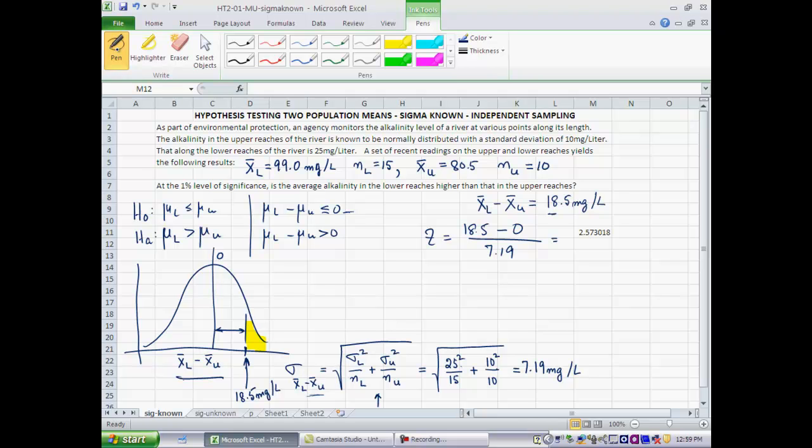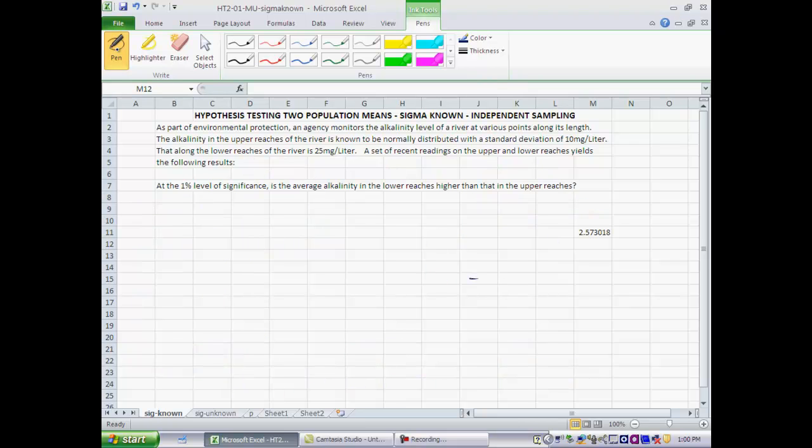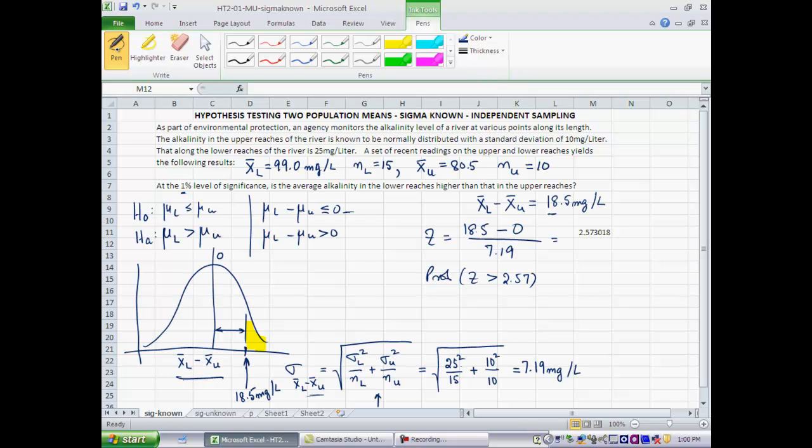Now, is that large enough? The only way we would know is if we compare it to our threshold of uncertainty. How much uncertainty am I willing to accept of making a type 1 error? So I'm willing to accept a 1% chance of making a type 1 error. What probability do I have with 2.57? So I just compute the probability of Z being greater than 2.57. Let me compute this number and then we'll give its physical interpretation.